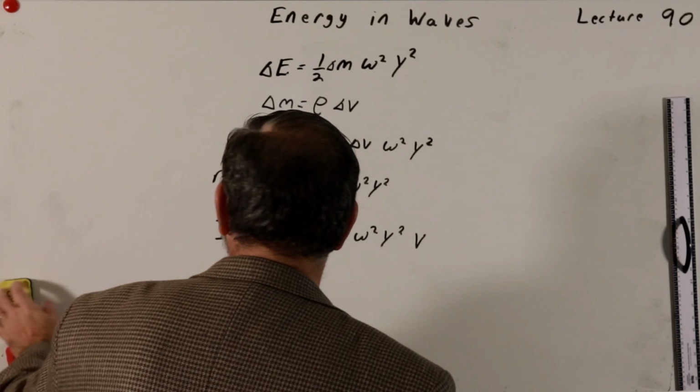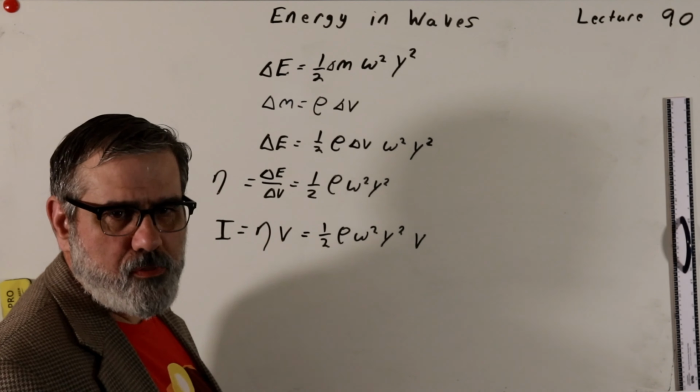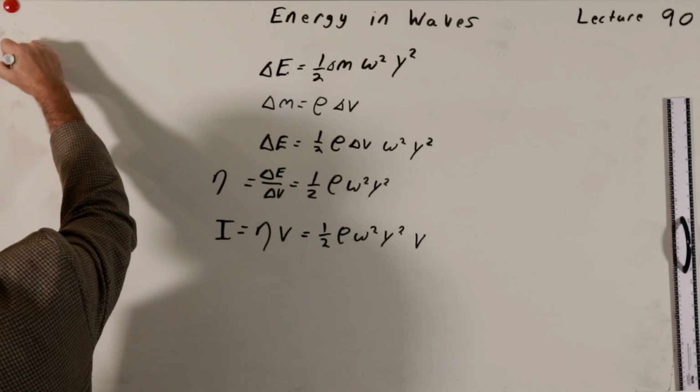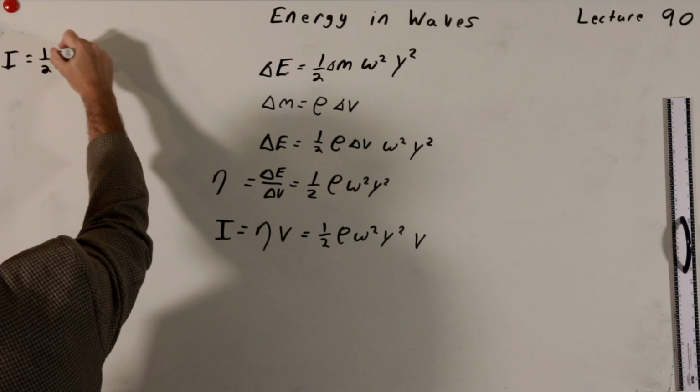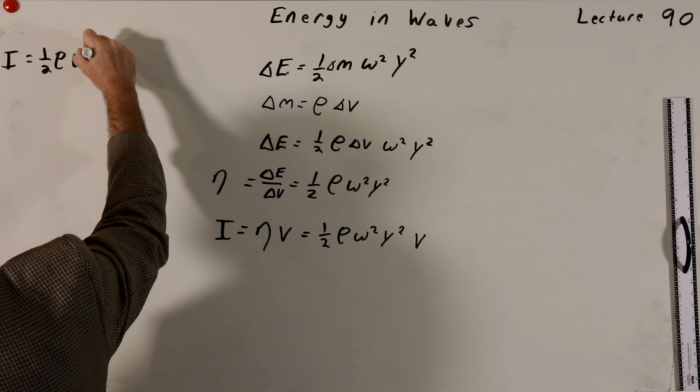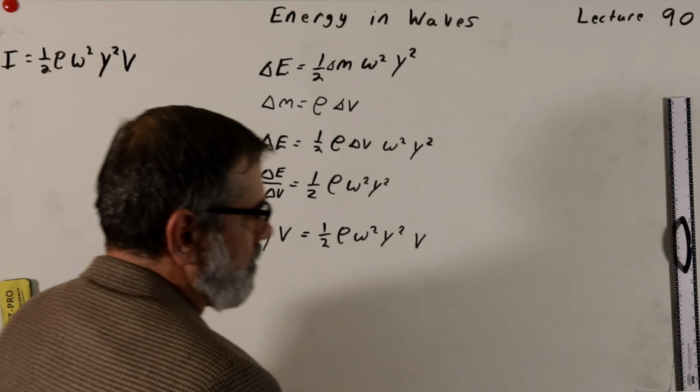And so I want to save this result. I'm going to write it over here because I want to consider sound waves again, but I want to look at the pressure as opposed to just the displacement. So I'll write over here that I is equal to 1/2 rho omega squared y squared times v.